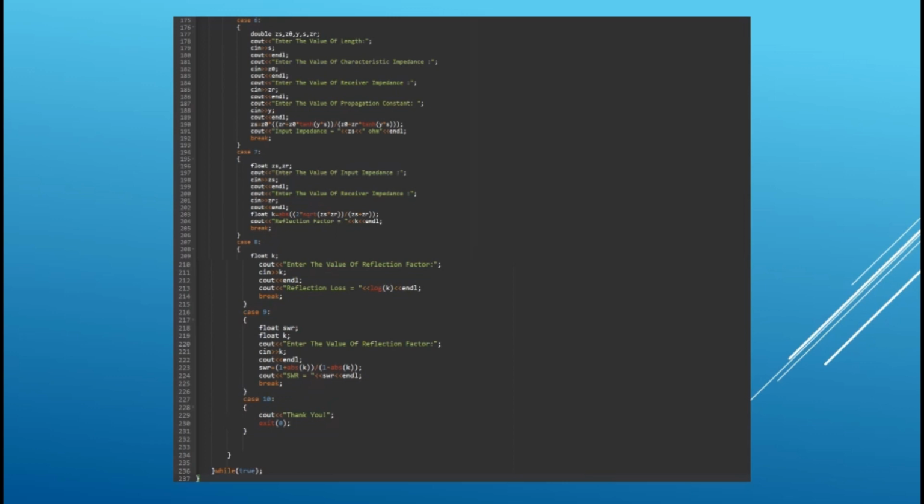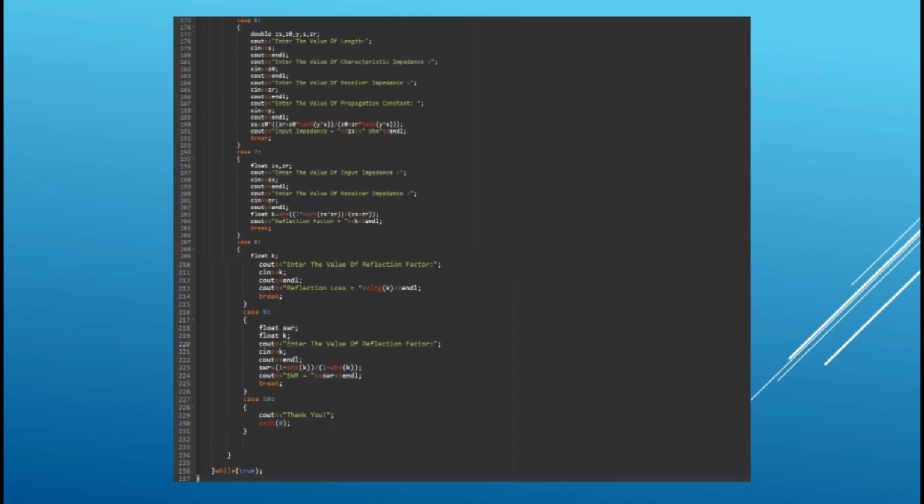Case 8 is to find the reflection loss. To find the reflection loss, only one value is required. The value is the reflection factor. The formula for the reflection loss is log of k.